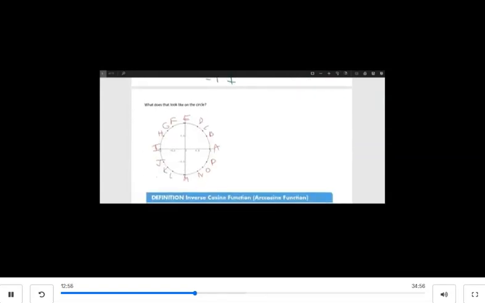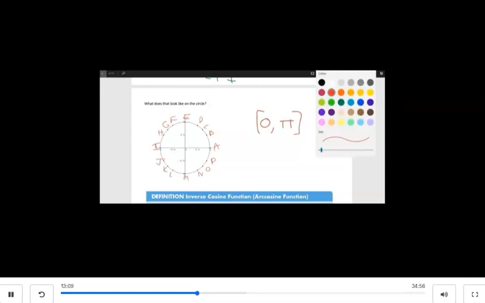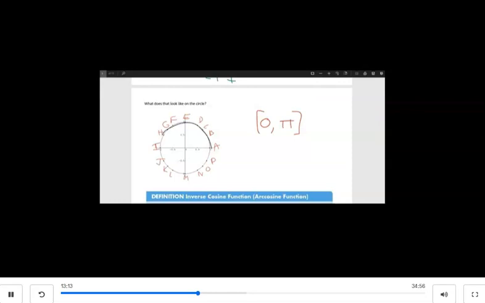Now, what do you have on the circle? If you're going to say from 0 to pi, where is that on the circle? Oh, not parentheses. No. Brackets. Where is that on my lovely handy dandy circle? That would be the top half.